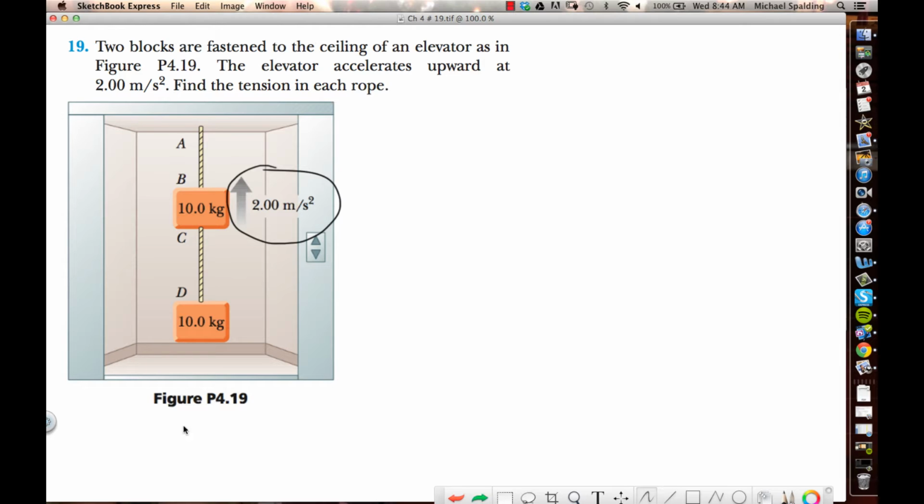So I'm going to show you how to do this 2 different ways. First way, we'll treat the blocks separately. Just keep them as they are. So you always want to start with a free body diagram.